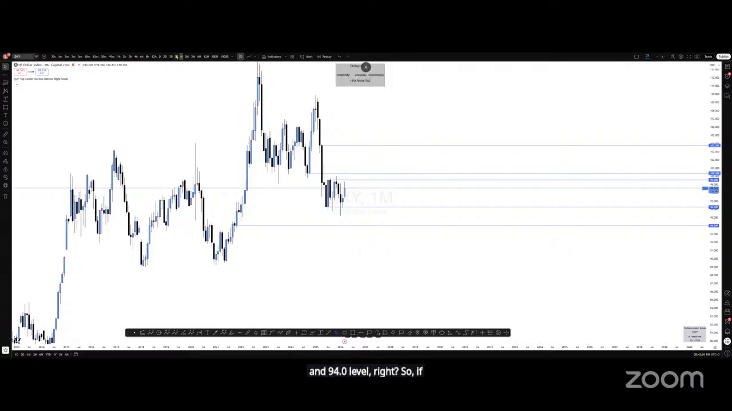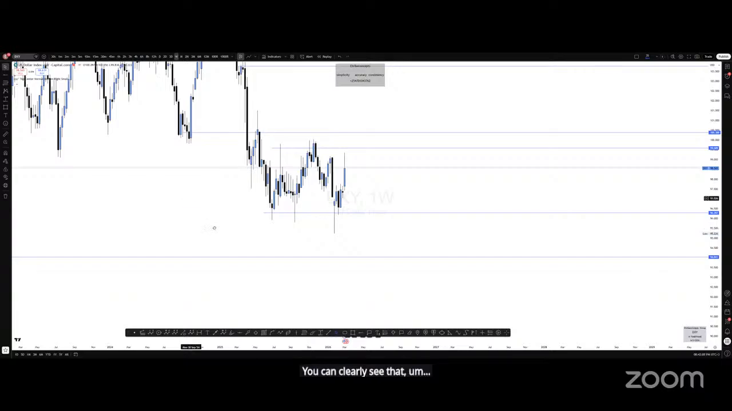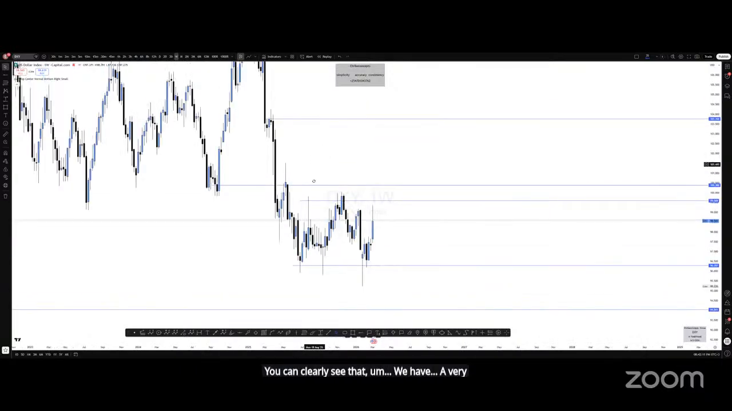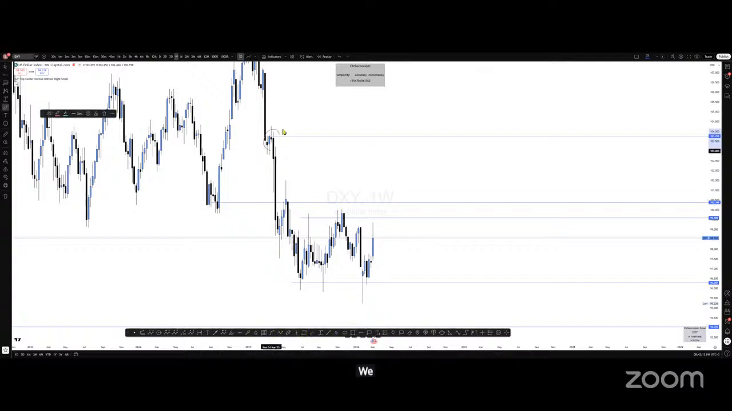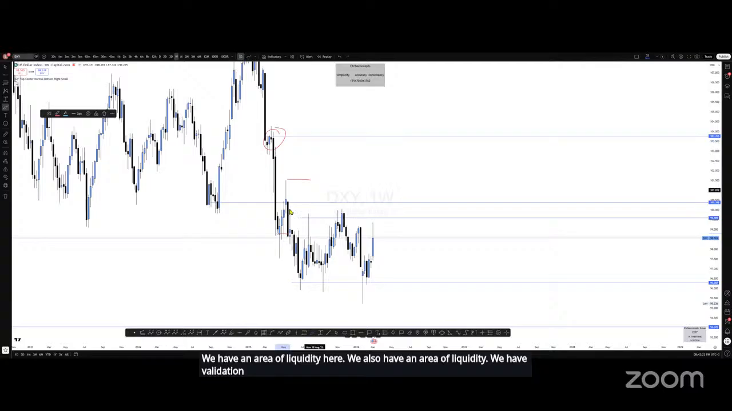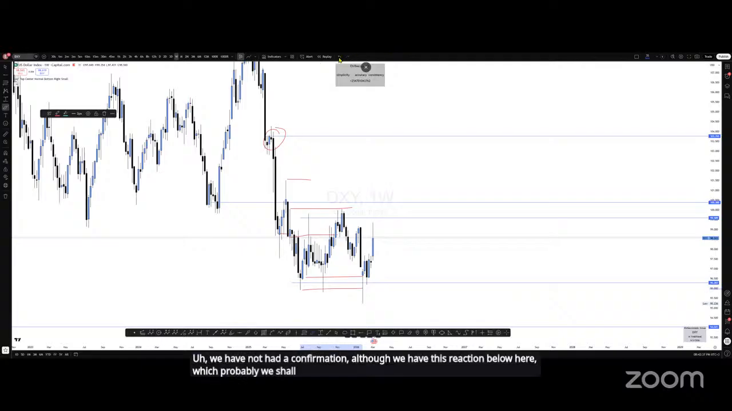So if you narrow down to the weekly time frame, you can clearly see that we have a very simple market structure. Starting with the extreme end, we have an area of liquidity here. We also have another area of liquidity. We have validation, invalidation. If you look at it very well, price has come and tapped on that. But what has not yet happened on the weekly time frame is a confirmation, although we have this reaction below here, which we shall be seeing more clearly on the daily time frame.